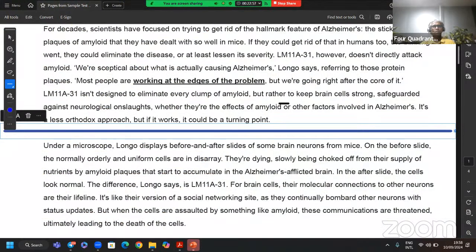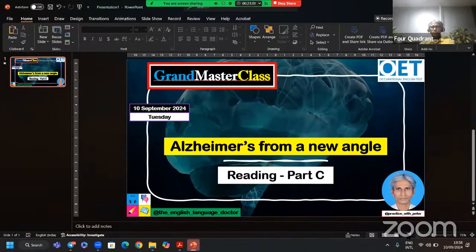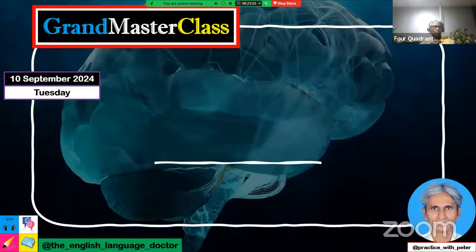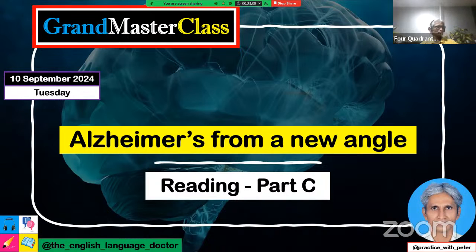Right. So this is our topic for the day, Alzheimer's from a new angle. Reading part C.